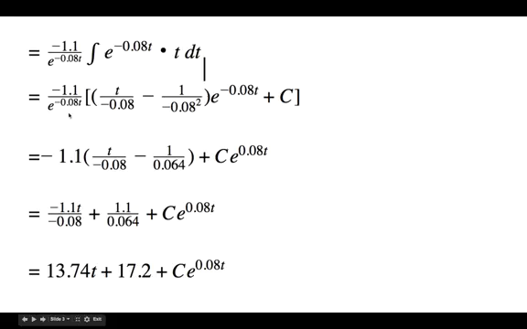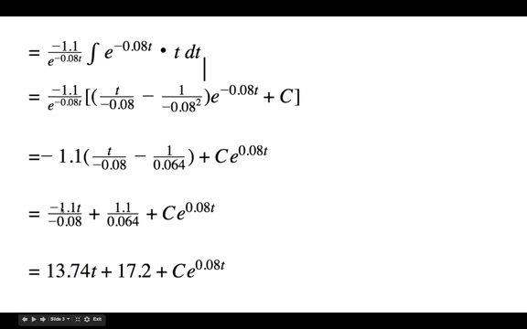And then we're going to distribute all of this into each of these terms, which cancels out this e to the negative 0.08t and this e to the negative 0.08t. But we're going to have a c over e to the negative 0.08t. But in order to make that positive, we're just going to bring it up, and it's going to be c times e to the 0.08t.